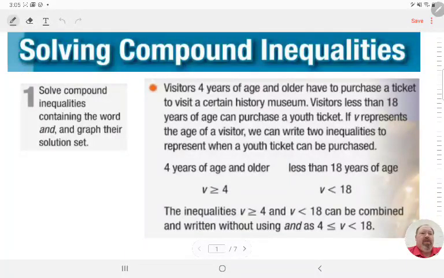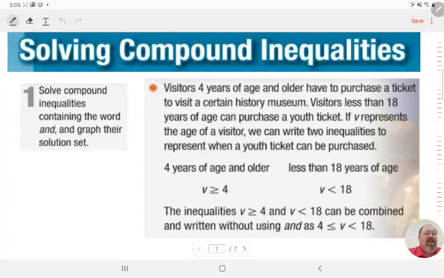All right, so today we're talking about solving compound inequalities. So we'll solve compound inequalities containing the word and graph their solution set. So visitors 4 years of age and older have to purchase a ticket to visit a certain history museum. Visitors less than 18 years of age can purchase a youth ticket.